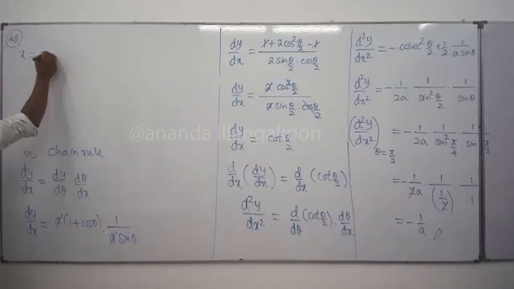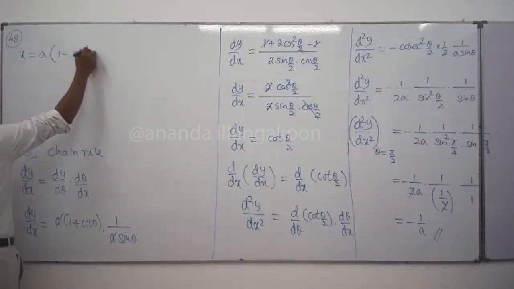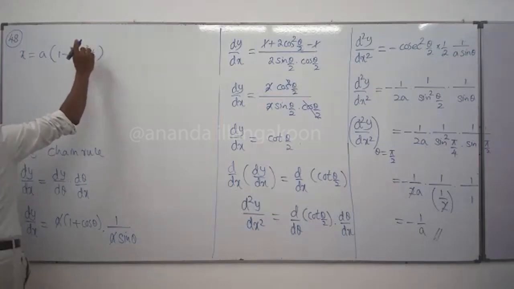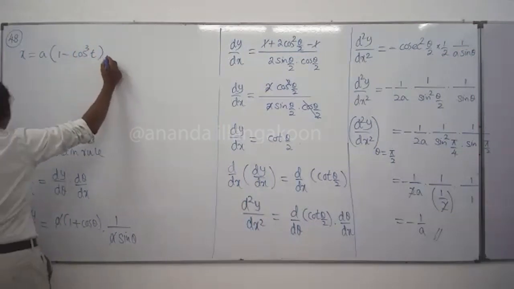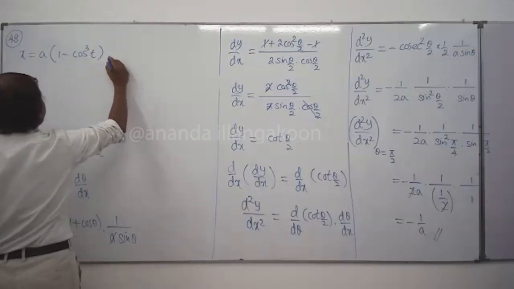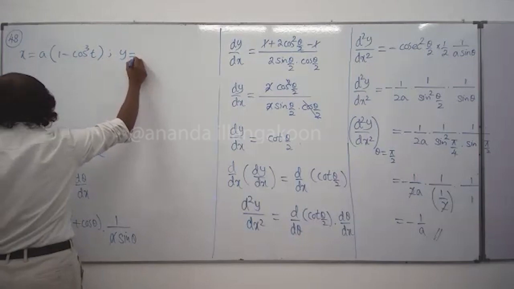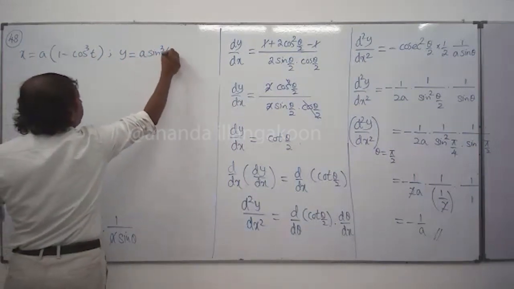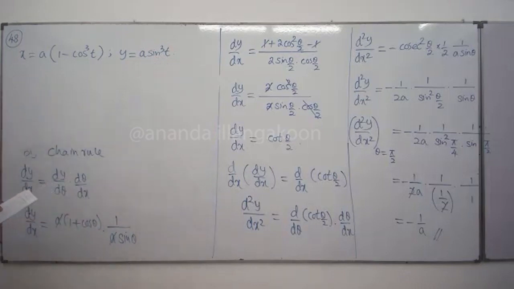x equals a times (1 minus cos cube t), y equals a sine cube t. It asks for the second derivative value at t equals pi by 6. Try this question, people.